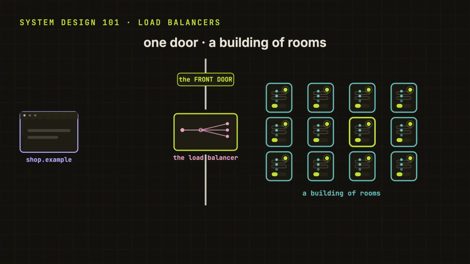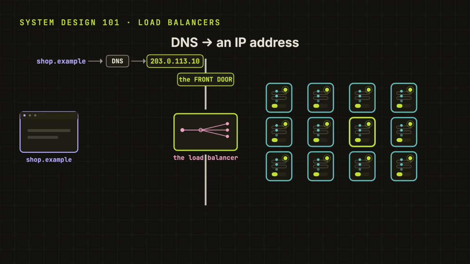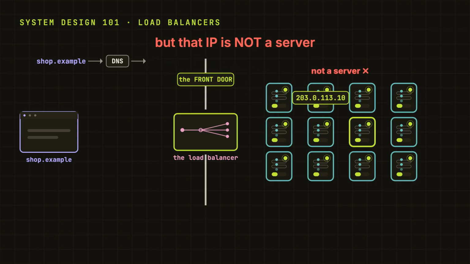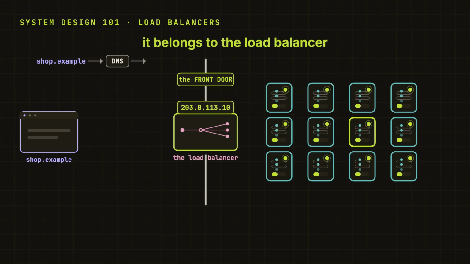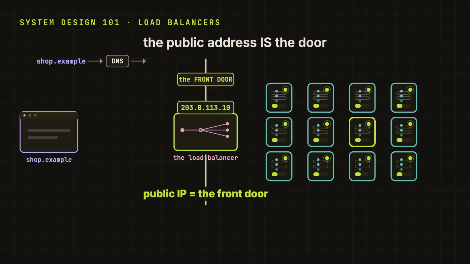And here is the part that is genuinely surprising the first time. Remember when you type shop.example, DNS turns that name into an IP address your browser connects to. Well, normally that IP is not one of your servers. That IP belongs to the load balancer itself. So the public address of your entire app is really just the address of this one front door box.